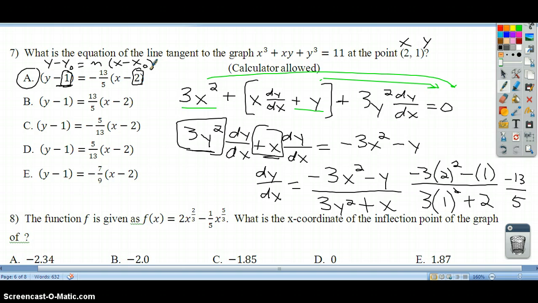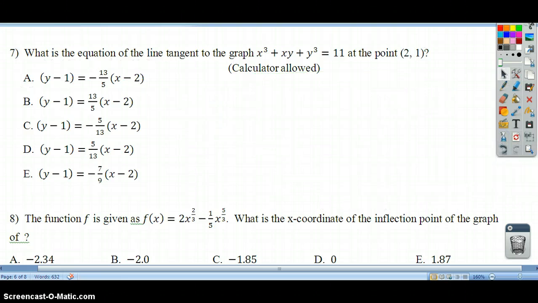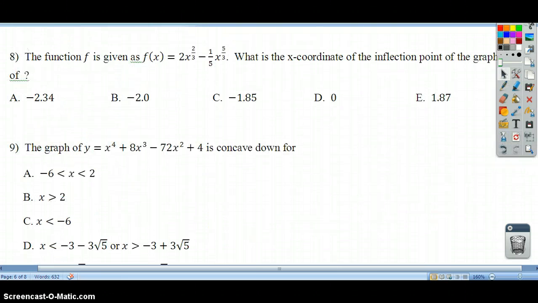Okay, so it all checks out. So let's move on, and let's clear the annotations. Okay, function is given. What is the x-coordinate of the inflection point of the graph? So, inflection point, that tells us automatically that we know this.